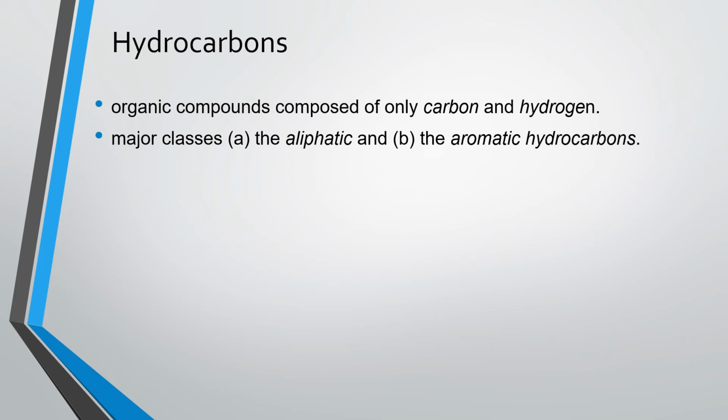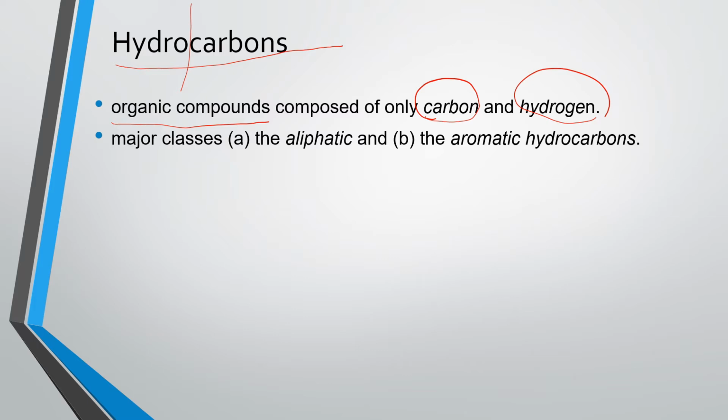So let's have a description on ano ba yung tinatawag natin mga hydrocarbons. So from the name alone, we have hydrocarbon. So these are organic compounds that are mainly composed of carbon and hydrogen. So yung structure niya, wala kang makikitang ibang element kundi carbon and hydrogen lang. That's why they are called hydrocarbons.